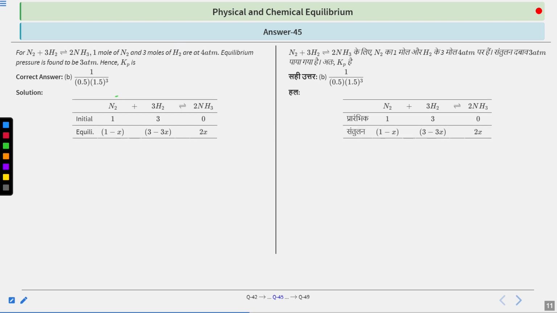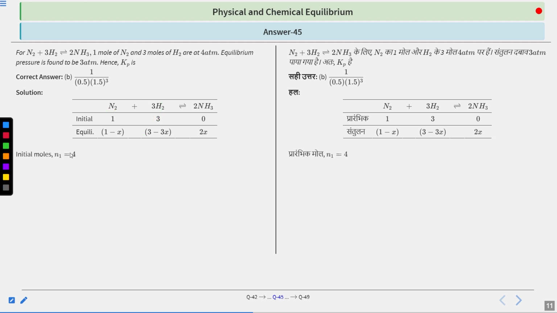Now initially the number of moles of N2 was 1 and the number of moles of hydrogen was 3. Now after the reaction what will happen? Suppose x is the dissociation constant, then x moles of N2 will be broken down and 3x moles of H2 will be broken down. So this is the fraction, right? So we are multiplying it by 3. So this fraction of 3 is being broken down to give us the same fraction multiplied by 2, that means 2 multiplied by x.